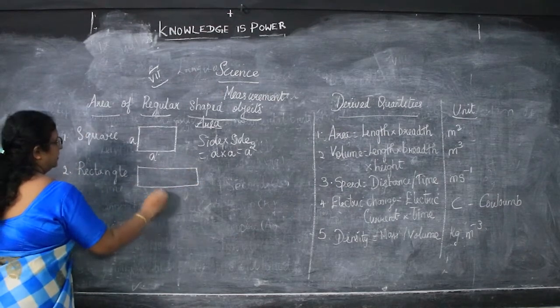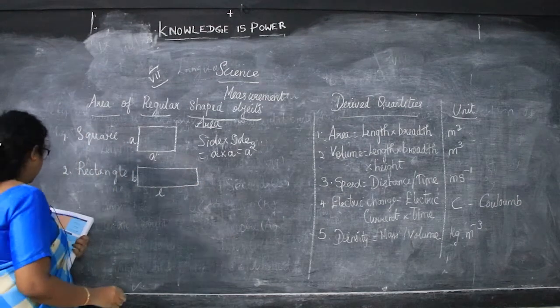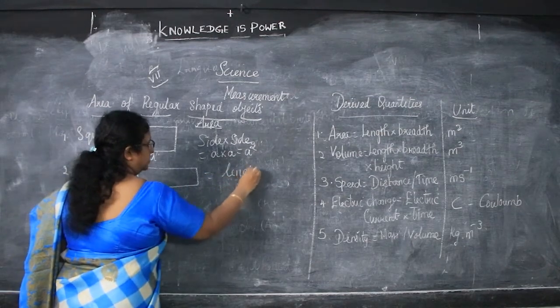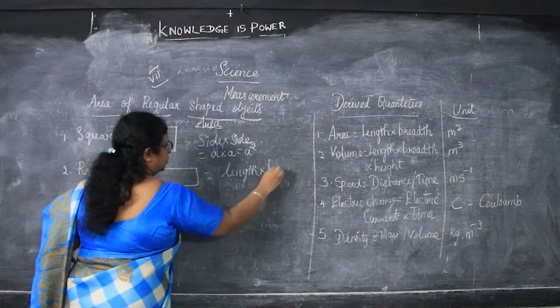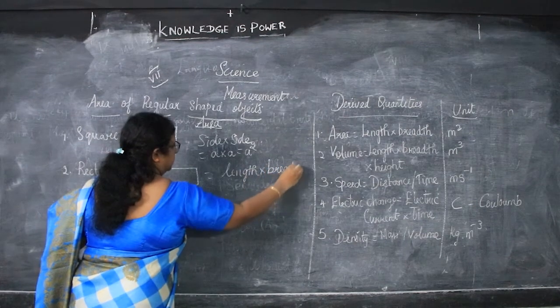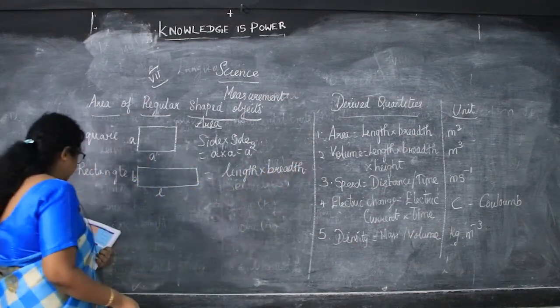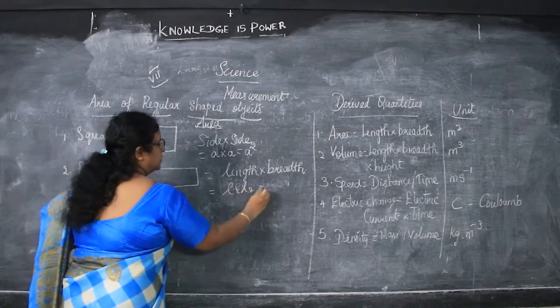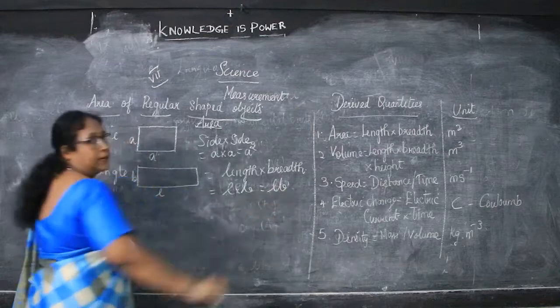The next, rectangle. So this is length and breadth. Now, the area for this is length into breadth. So length into breadth, that is L into B is equal to LB.